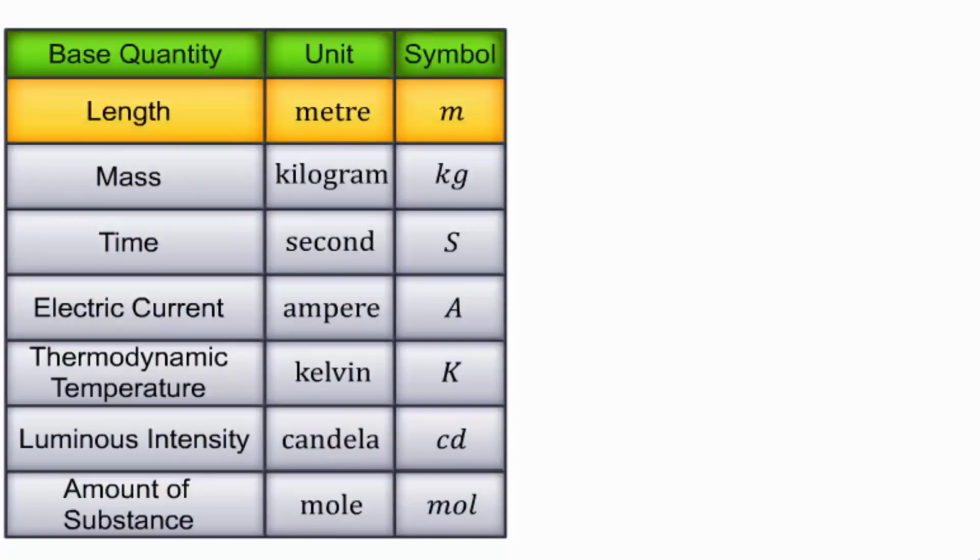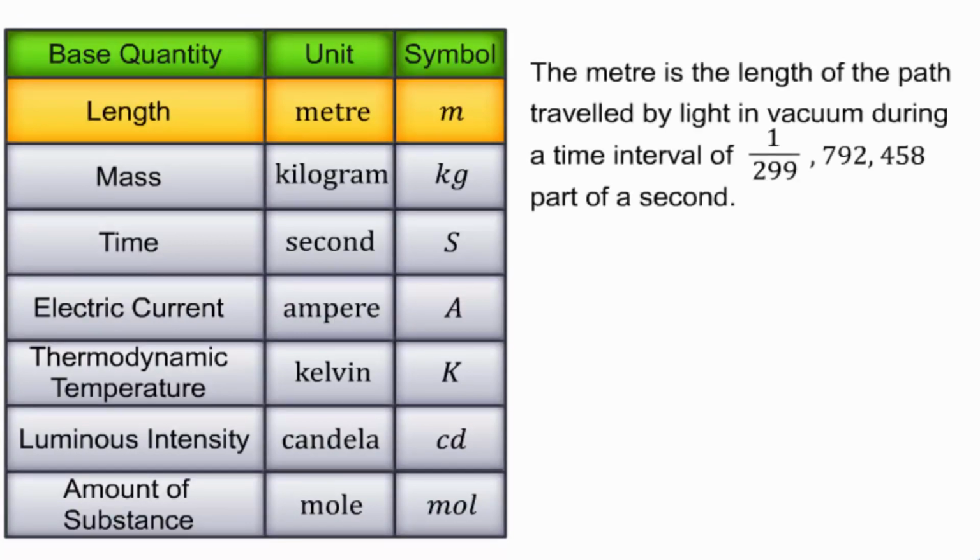Length is measured in meters, denoted by the small letter m. Meter is the length of the path travelled by light in a vacuum during a time interval of approximately 300 millionth of a second.